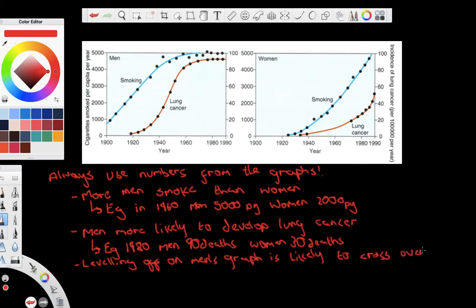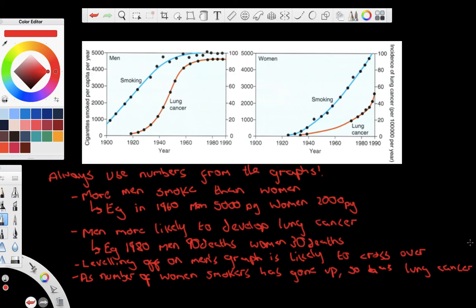But at the same time, as the number of women smoking has gone up, the number of lung cancer cases has gone up. So we can say as the number of women smokers has gone up, so have lung cancer cases.